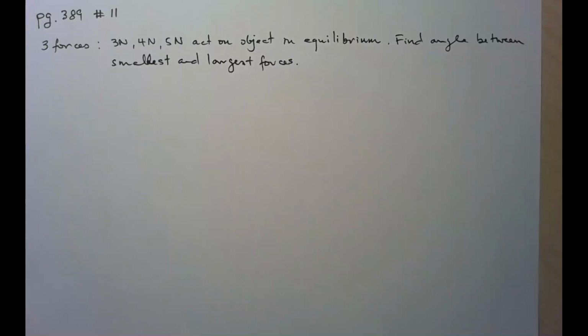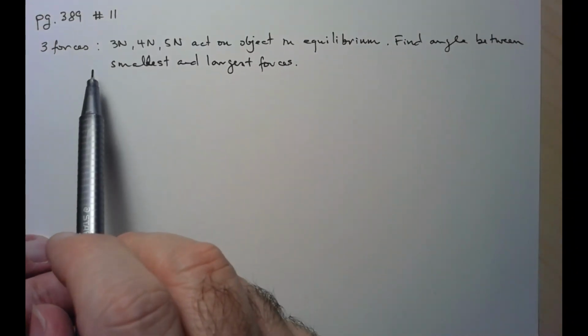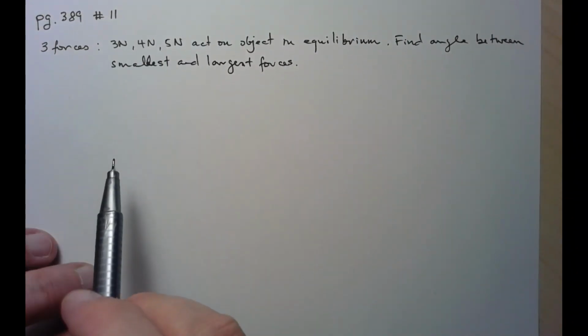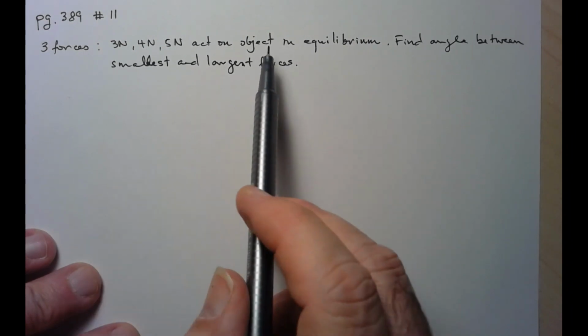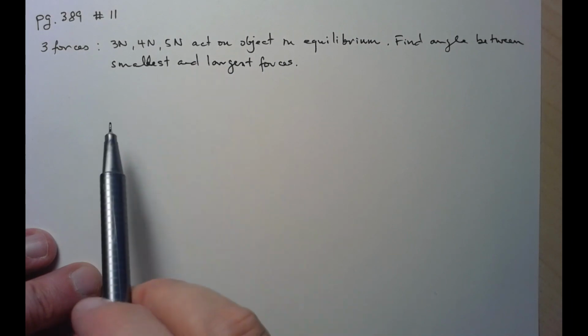Hi folks, we're going to take a look at page 389, number 11. Here they give us three forces with magnitudes 3, 4, and 5 newtons that are acting on an object, and this object is in equilibrium. And then they want us to find the angle between the smallest and largest forces.